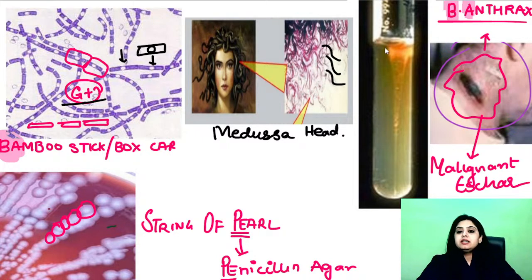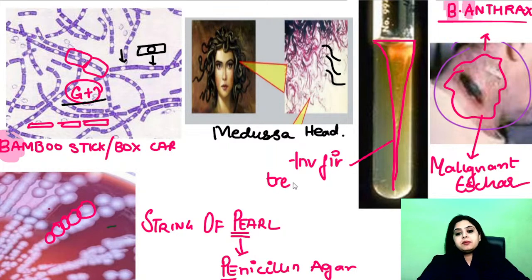Coming to the last one, you can see a nice inverted fir tree forming over here. Inverted fir tree appearance is on what? Inverted fir tree is seen on a gelatin stab. Inverted fir tree is going to be seen on a gelatin stab.